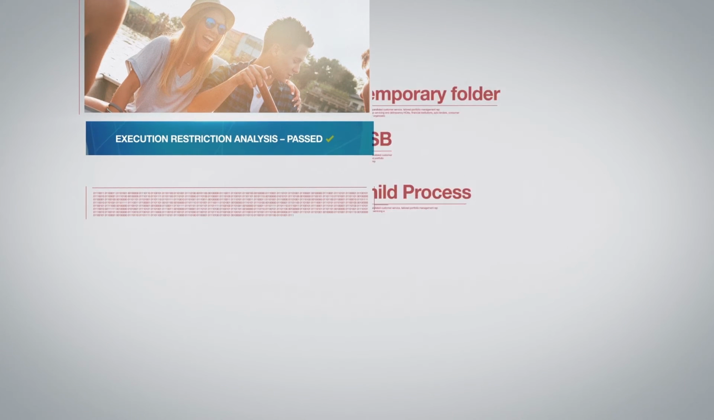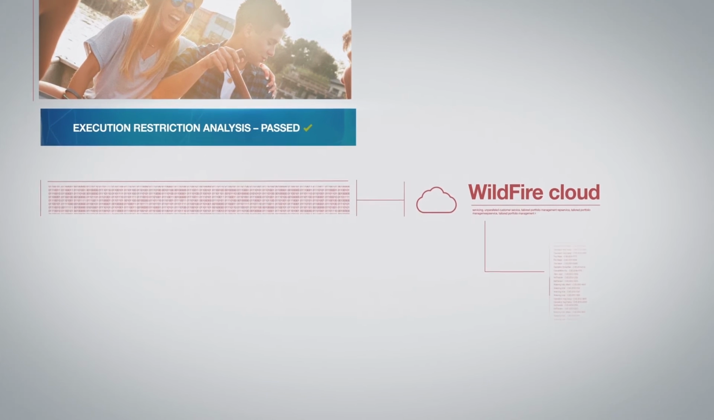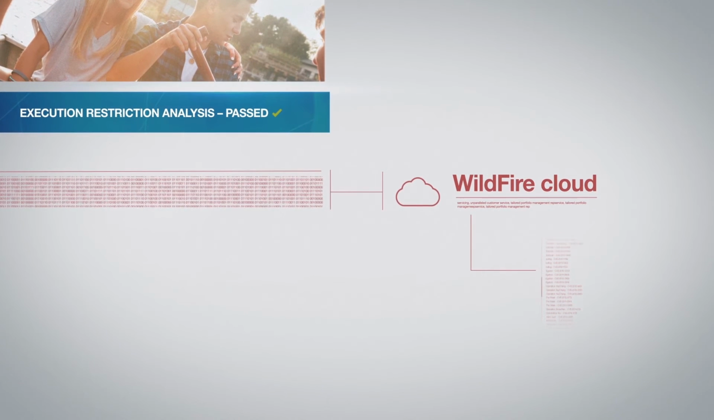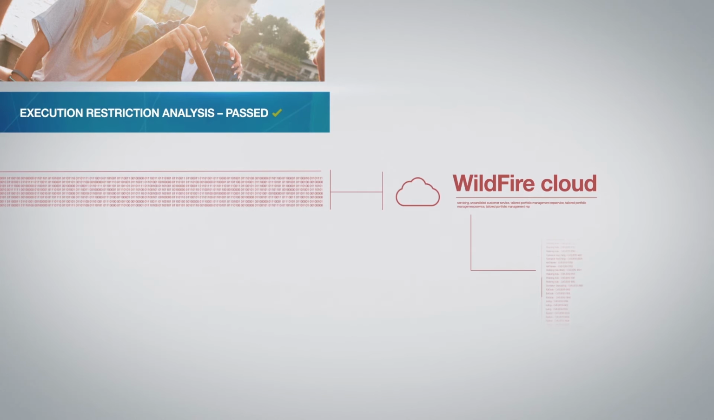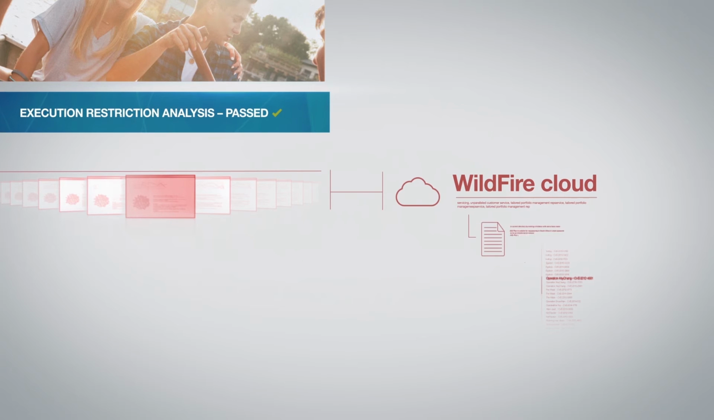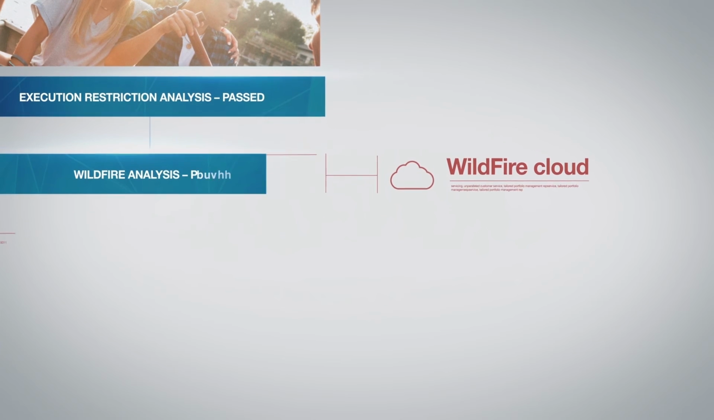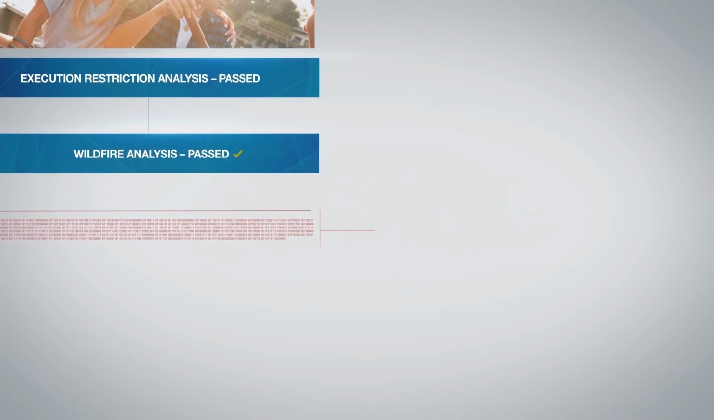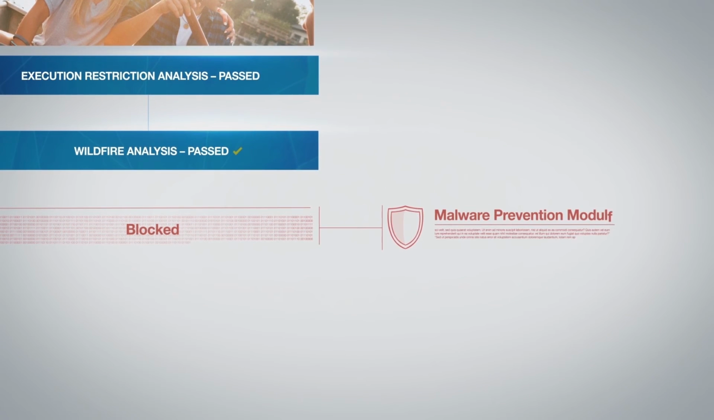If the file does not meet criteria to be blocked by advanced execution control, Traps will submit the file hash to Wildfire, our threat intelligence cloud, which receives millions of samples each day, for immediate identification to determine whether or not the file is malicious. If the executable file hasn't been seen before, Traps can submit the file for analysis by Wildfire. And finally, if the file is allowed to run and then attempts to use malicious techniques, it can still be blocked by a malware prevention module, which prevents core techniques leveraged by many types of malware.